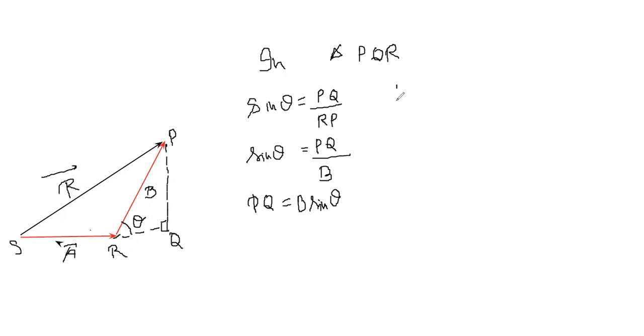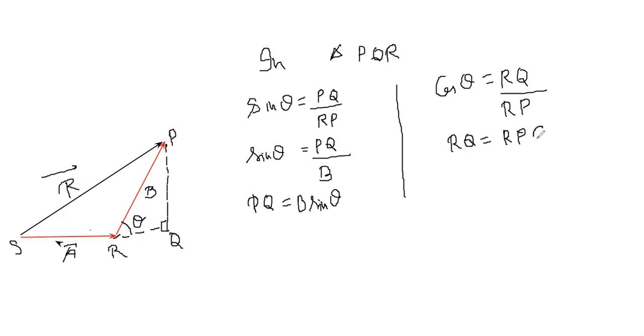In the same manner, cos theta is RQ upon RP. So from here we get RQ equal to RP cos theta, and RP is B. So we get B cos theta. We find PQ is B sin theta and RQ is B cos theta.